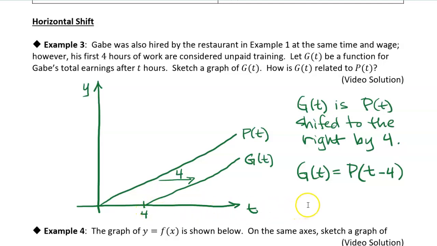So essentially, Gabe has to work 4 hours more than Peter to get the same total earnings. All right, so if we take the number of hours that Gabe works and subtract 4, then we'll get the same amount of earnings as Peter.